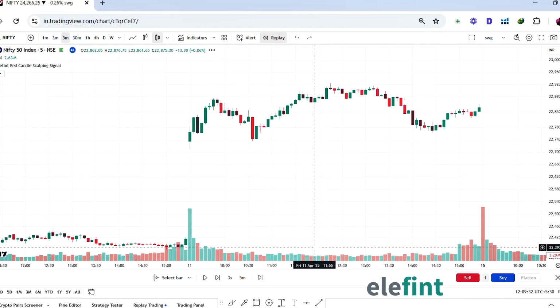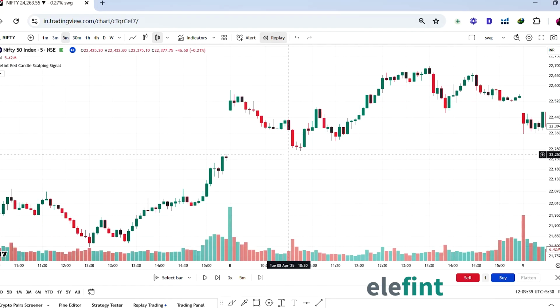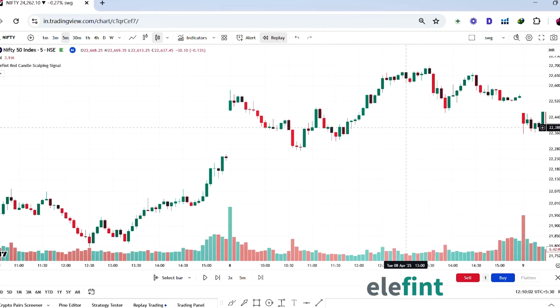Now see April 8. Check this 10:30 candle. The volume is 5.42. The previous volume is 3.94. So 5.42 is greater than 3.94, and we have a follow-up red candle. Similarly, see this 1 o'clock candle. The previous volume is 3.61. This candle's volume is 3.9. So we have a follow-up red candle. Fine, I'll show you more examples.